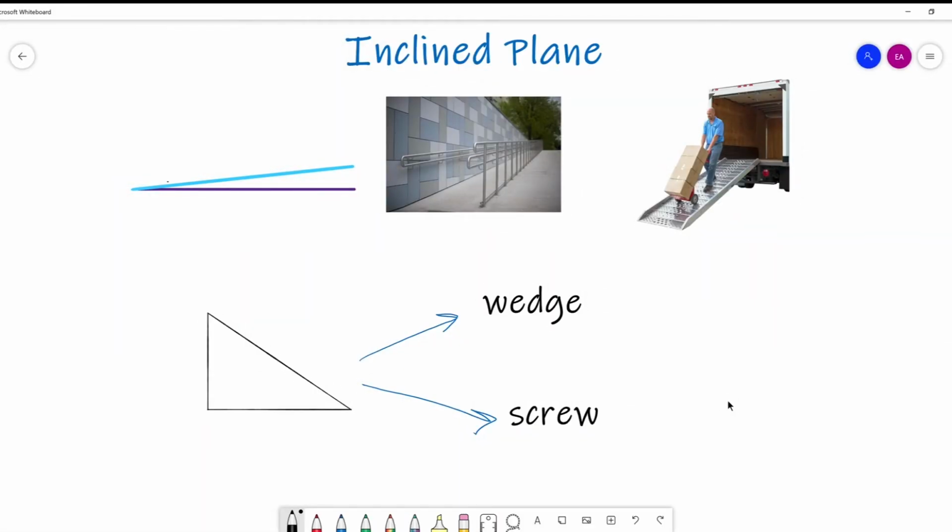The first simple machine is a wedge, which can be thought of as 2 inclined planes pressed together. And the second one is a screw, which can be thought of as an inclined plane wrapped around a cylinder.